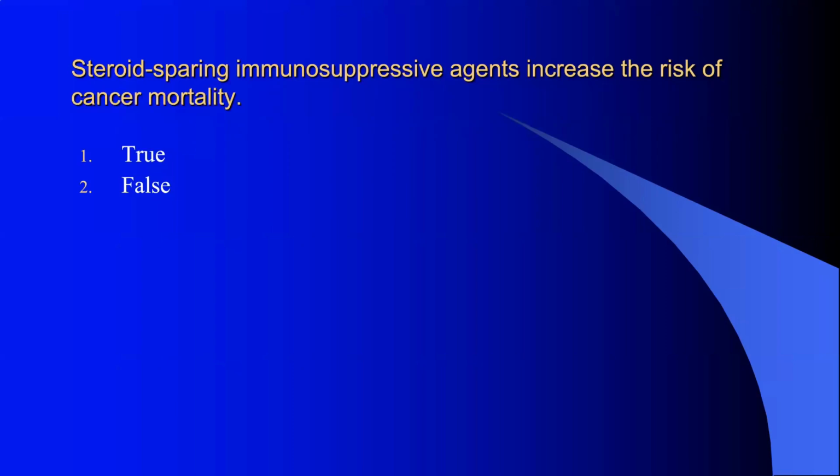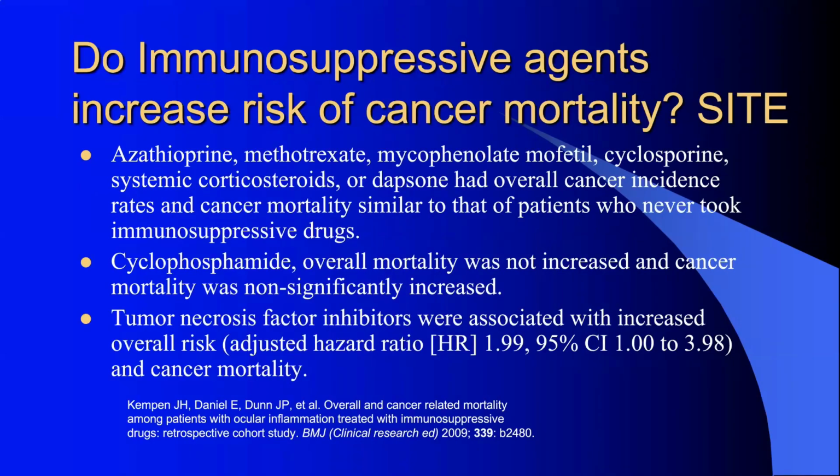Some have virtually no risk. Methotrexate, for example, when utilized, has 0 risk of cancer-associated mortality and secondary cancers in general. The other agents are very, very low risk. How do we know that? Well, we know that from a large cohort from the SITE studies.